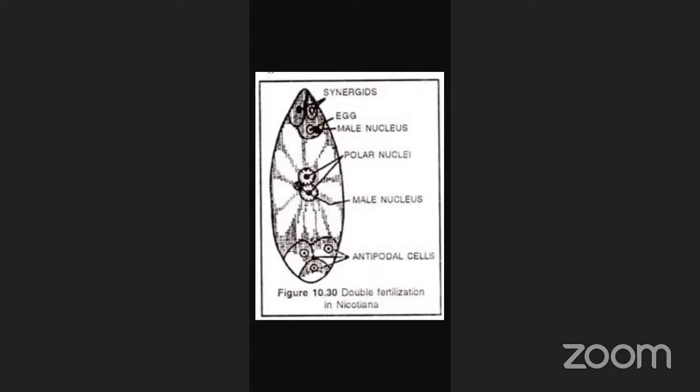So these crassinucellate and tenuinucellate ovules, the tenuinucellate ones are the advanced ones. Around the crassinucellate ovules, around 170 families are observed, but the tenuinucellate ovules are observed in around 105 families.